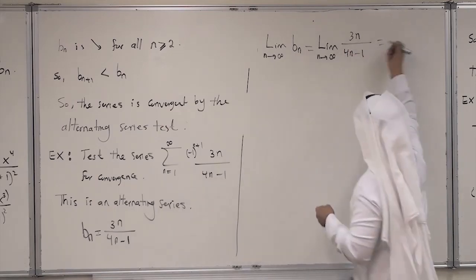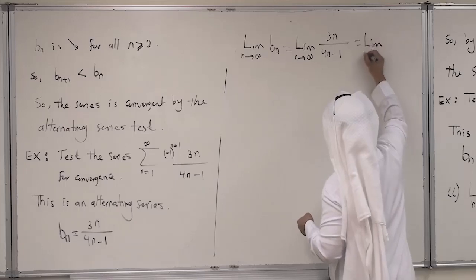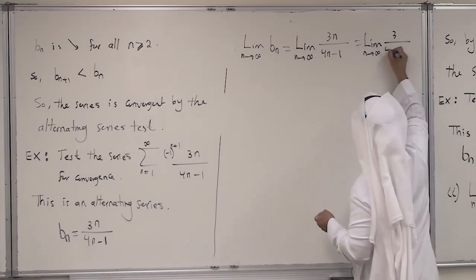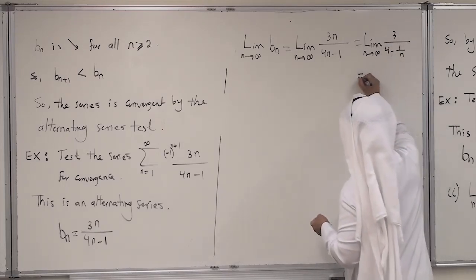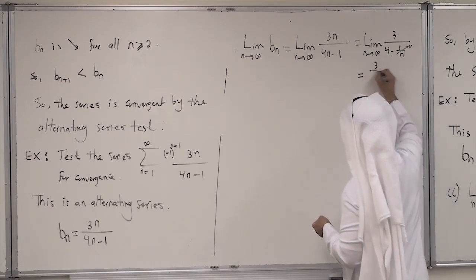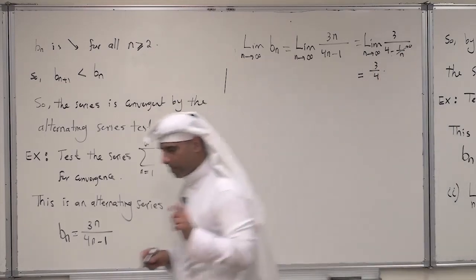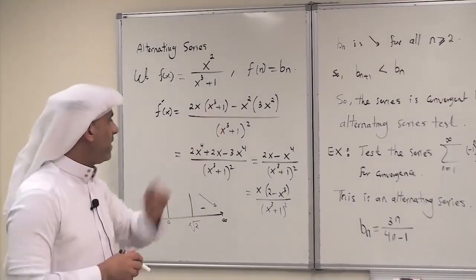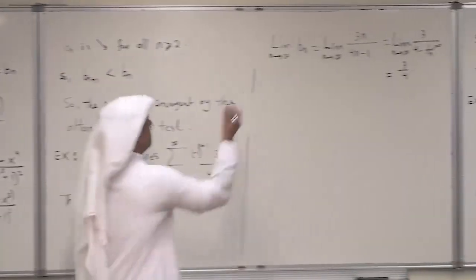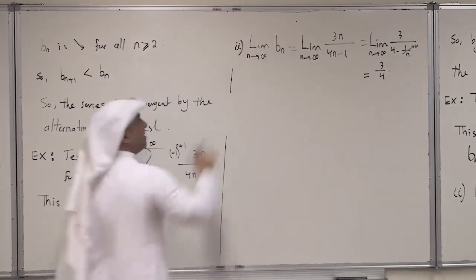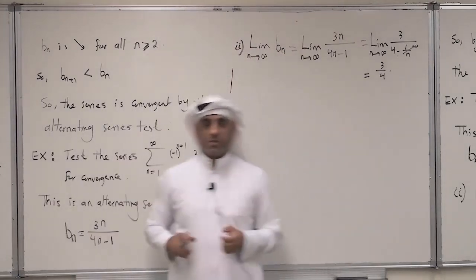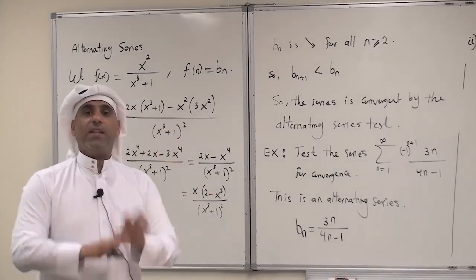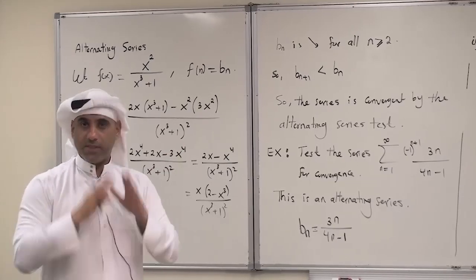Clearly, if you divide by n in the numerator and denominator, as n goes to infinity this is 3 over 4 minus 1 over n. And clearly as n goes to infinity, 1 over n goes to 0. So the answer is 3 over 4. Fine. Now, it seems that the second condition of the alternating series test is not there. The limit of Bn is not equal to 0. What is the conclusion? If this is not equal to 0 and it is an alternating series, then for sure the series is divergent.